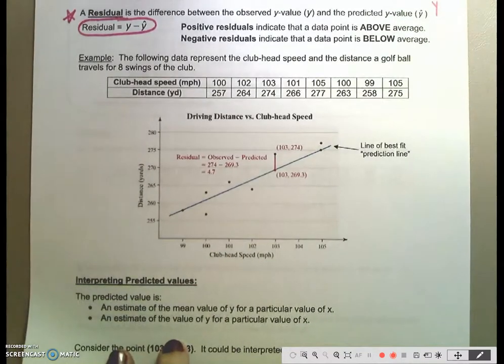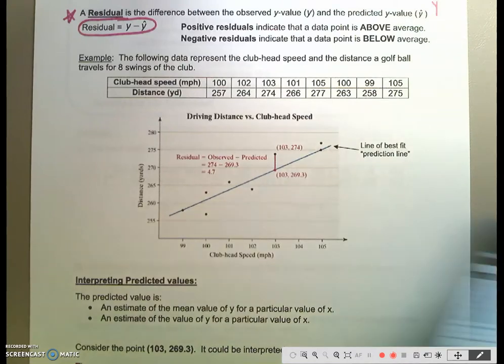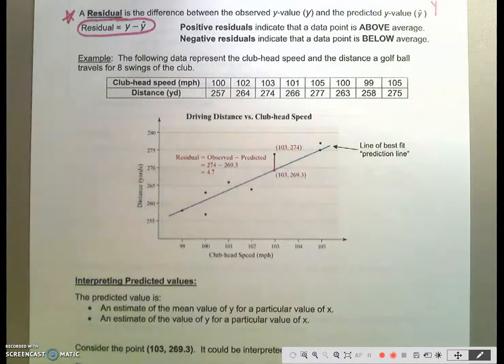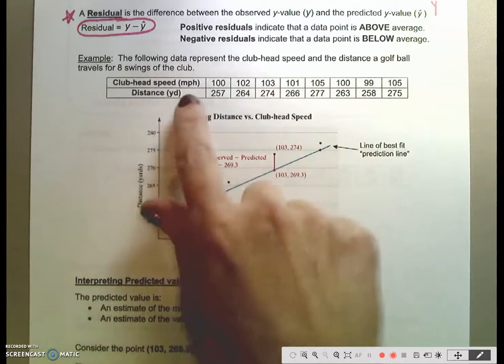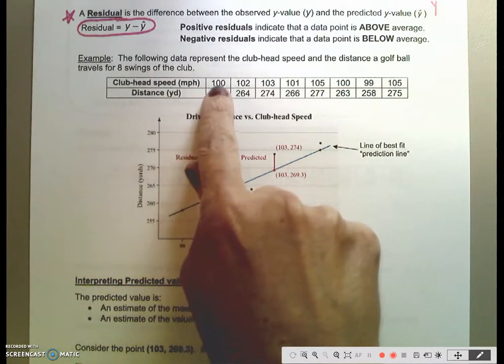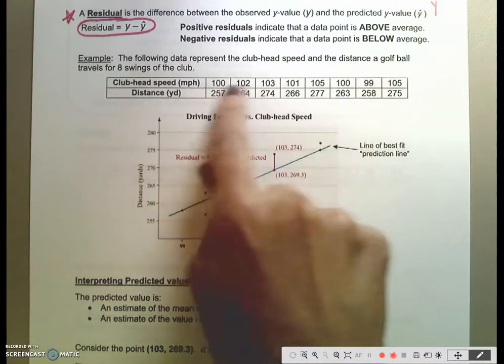All right, so we're going to use this example for the next couple pages. So like I always say, if you don't have the data in your calculator, pause the video, put the data in, and then come back and join us. I've already got the data in my calculator here, okay? But we'll use that later. The following data represent the club head speed and the distance a golf ball travels for 8 swings of the club. So they hit the golf ball around 100 miles an hour, right?